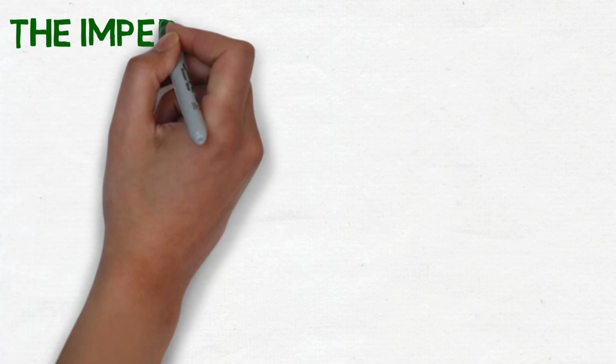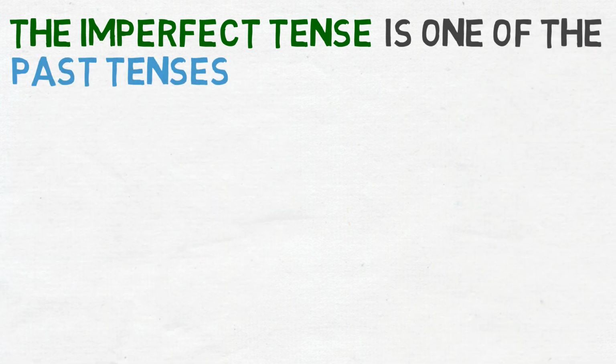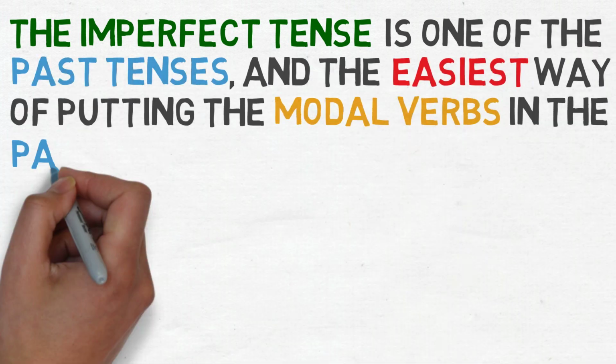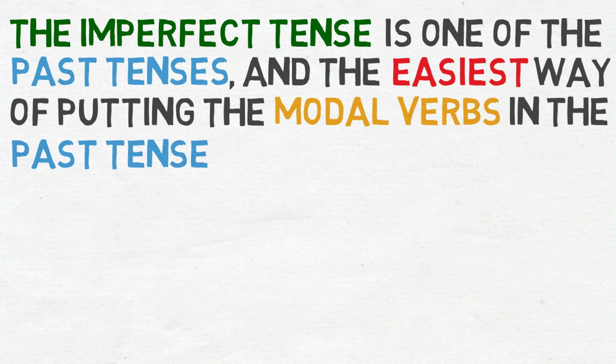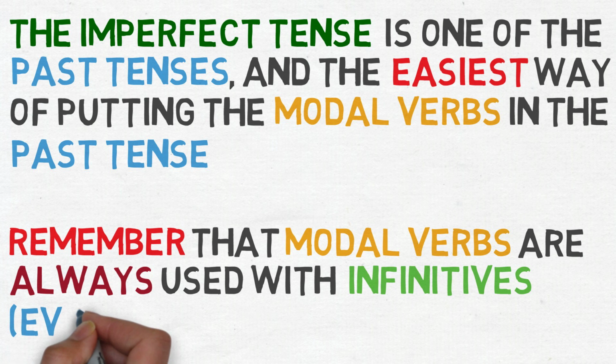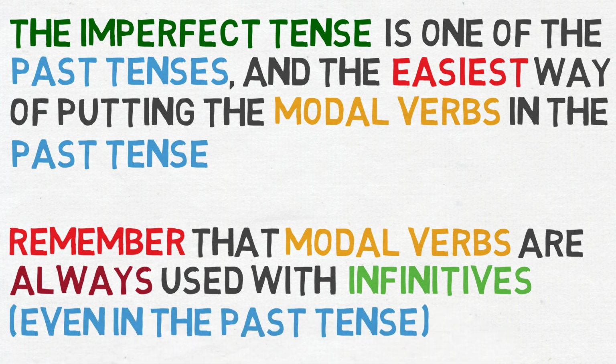As discussed previously, the imperfect tense is one of the past tenses in German, and it's also by far the easiest way to put modal verbs into the past tense. It's worth remembering that modal verbs always go with infinitives, even when they are in the past tense.